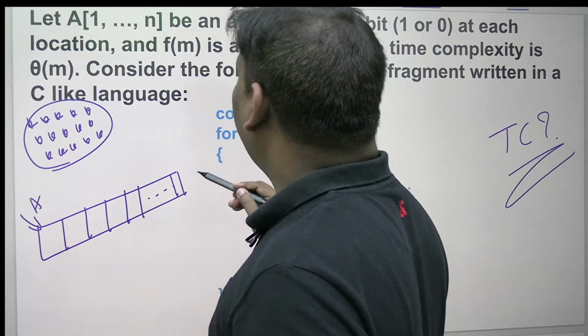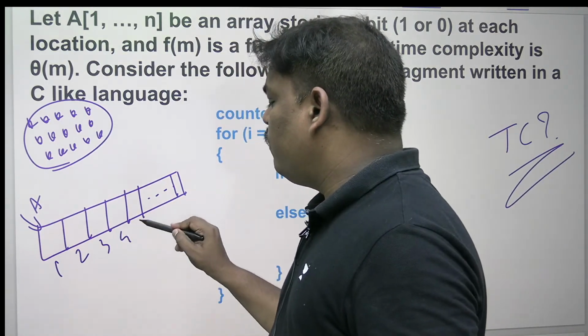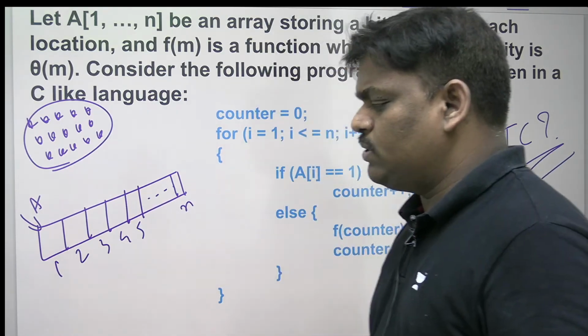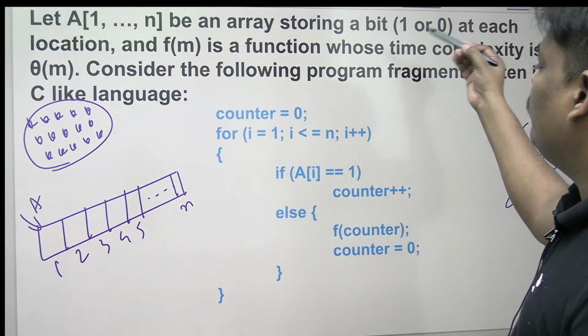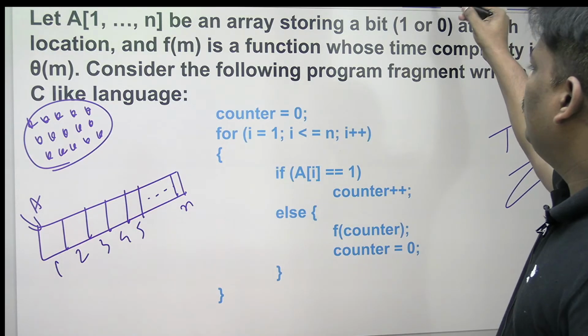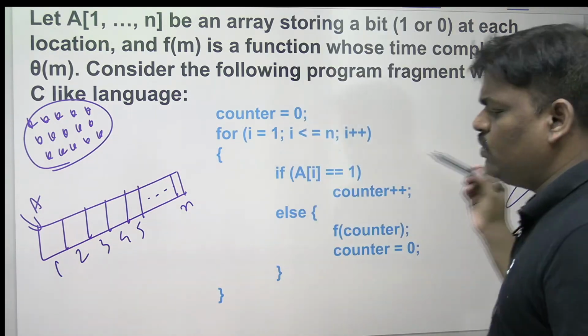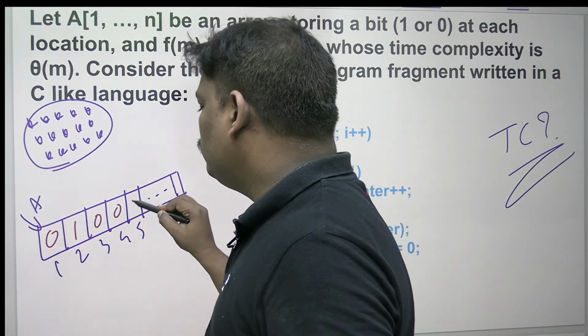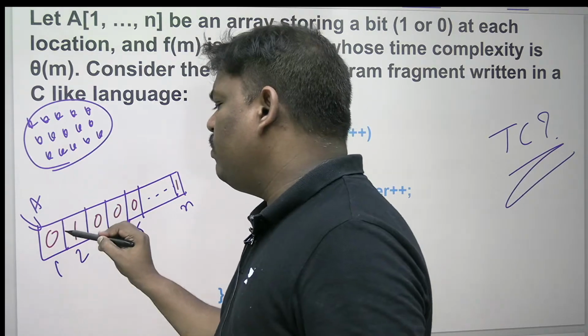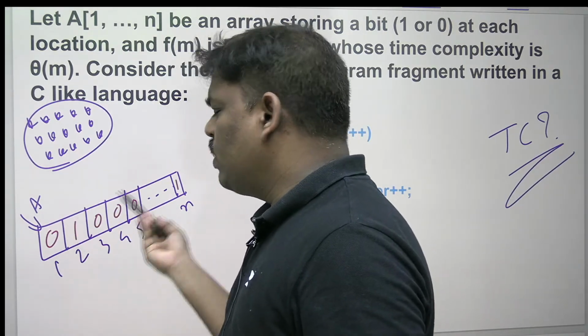This array contains n slots, 1, 2, 3, 4, 5 and so on up to n. Array name is A, and the array contains n slots. Every slot will store 0 or 1. You can store whatever you want, for example 0, 1, 0, 0, 0, 1. Every slot contains either 0 or 1.